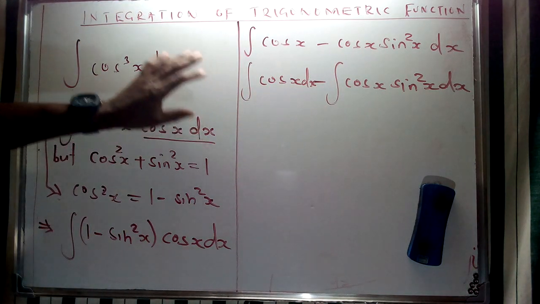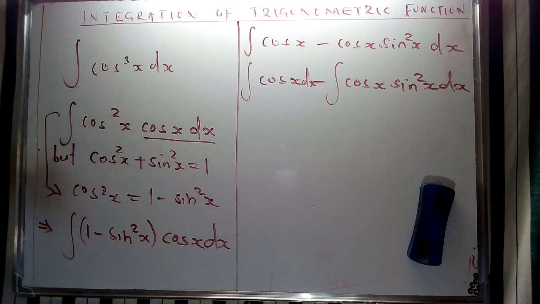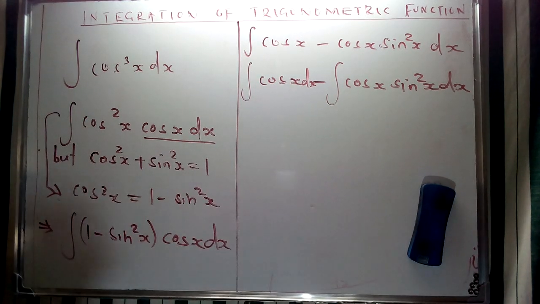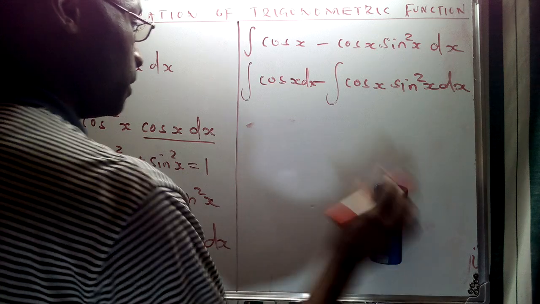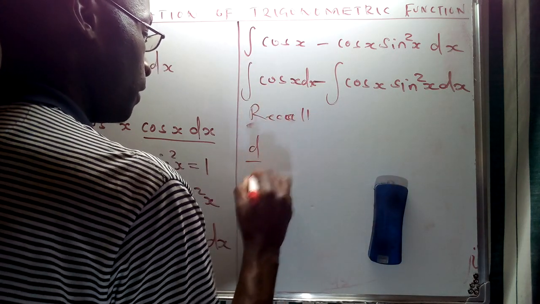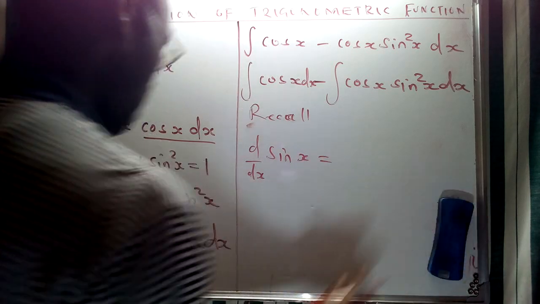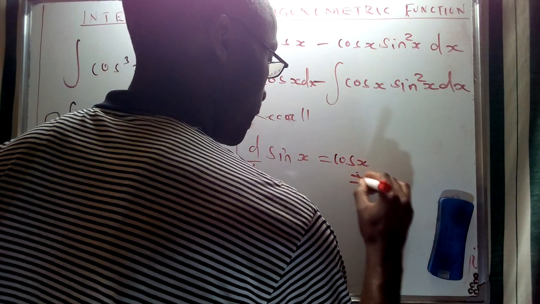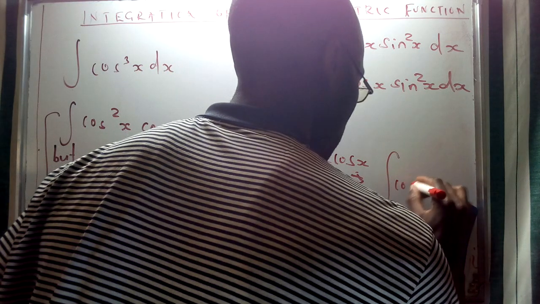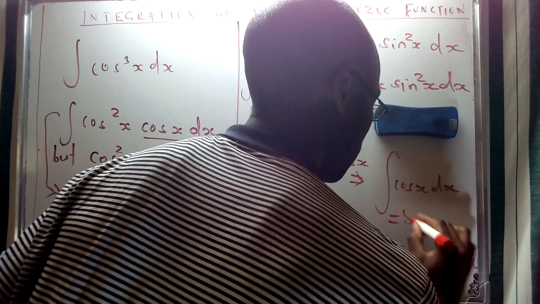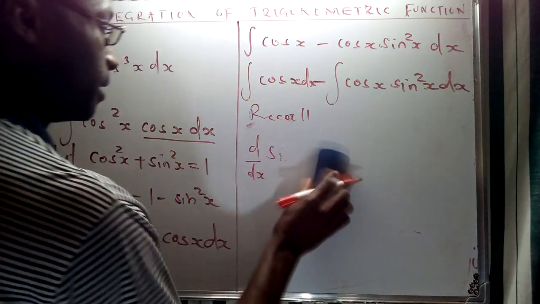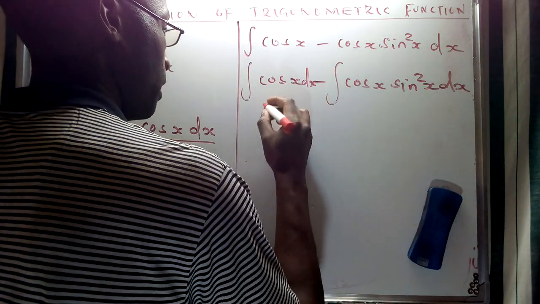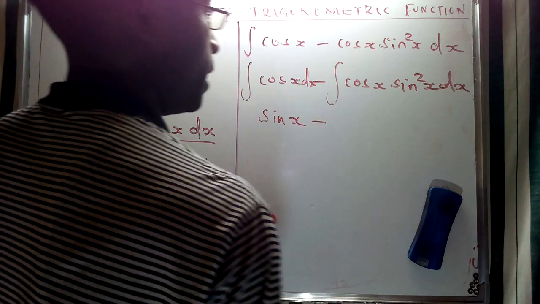From the illustrations that are given for the specific laws of the integral of the cosine function, we are going to recall that d over dx of the sine of x is given as the cosine of x, implying that the integral of the cosine of x dx is equivalent to the sine of x plus c. So the integral of the cosine of x is going to be the sine of x plus c as we had written. So we're going to proceed from this one and have the sine of x for the first one, minus.